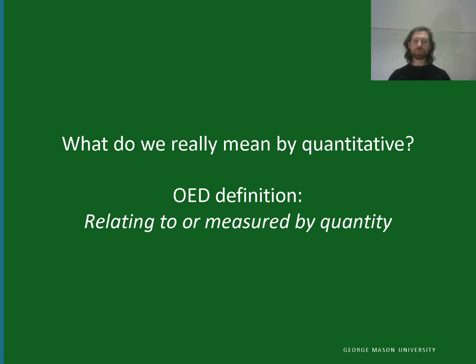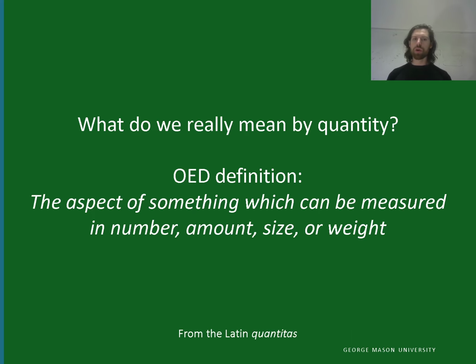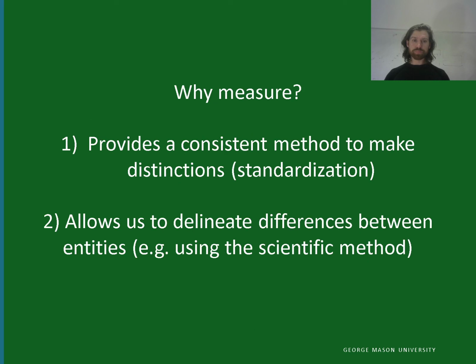So, okay, that's a little bit about history. Now let's get into some of the definitions. Okay, so what do we really mean when we say quantitative? What does that actually mean? Maybe take a minute to pause and think about it. I've put here the Oxford English Dictionary definition. That's essentially relating to some sort of measure or quantity. That is, the fact that some aspect of some entity can be measured in some sort of number, amount, size, or weight. It comes from the Latin quantitas.